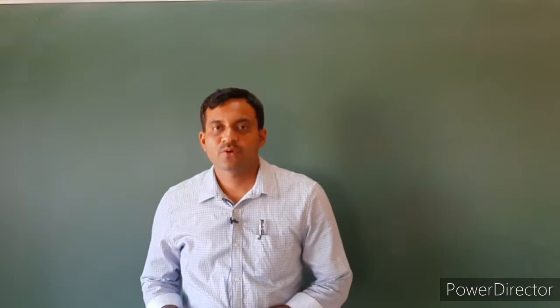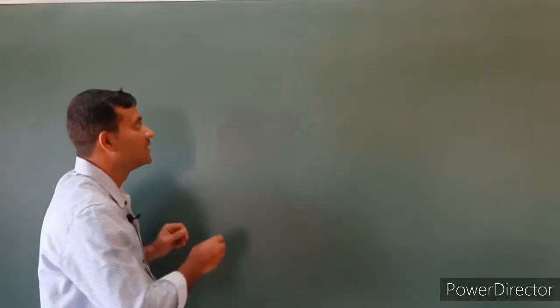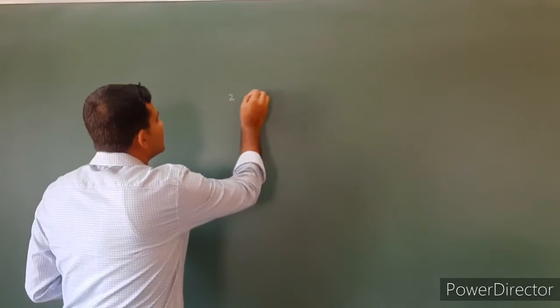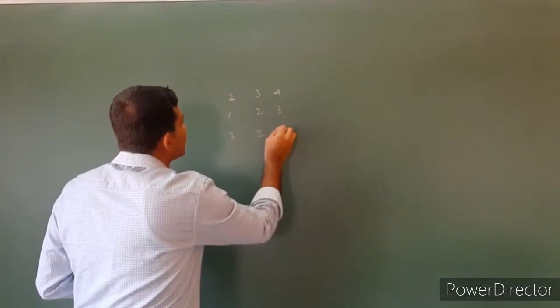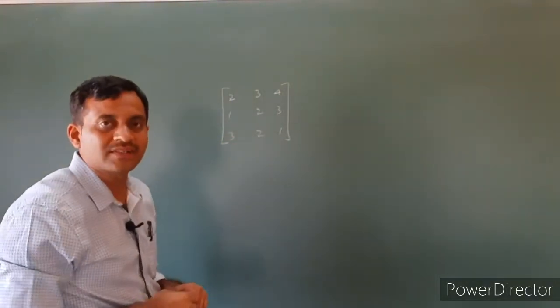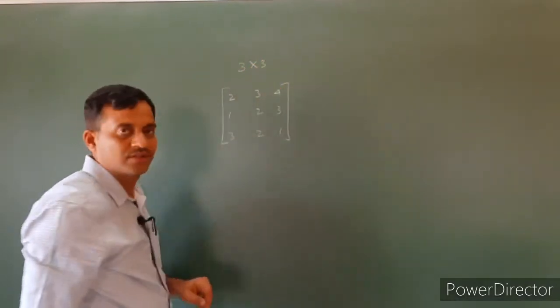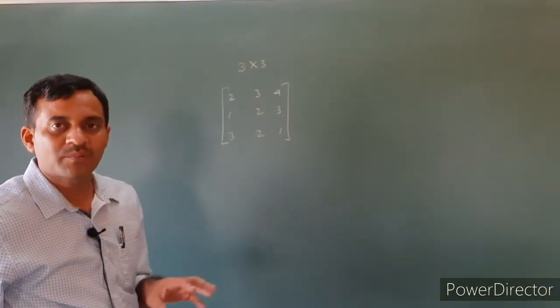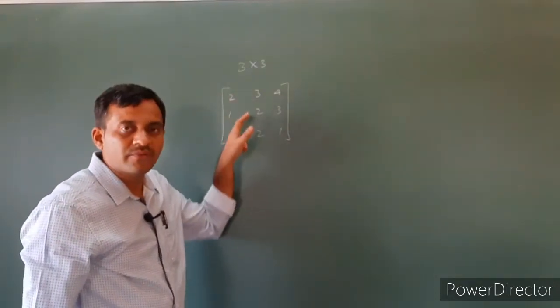Let's consider the next program, that is, we have to find the sum of all the row elements and the sum of all the column elements from a given matrix. Consider the matrix 2 3 4, 1 2 3, 3 2 1. Assume that it is a matrix of order 3 cross 3. The problem statement is we have to find the sum of rows, then the sum of columns.